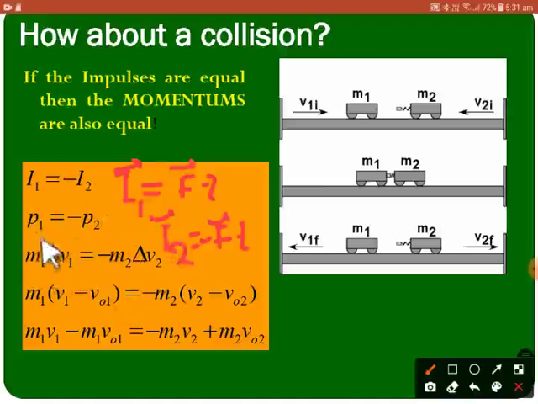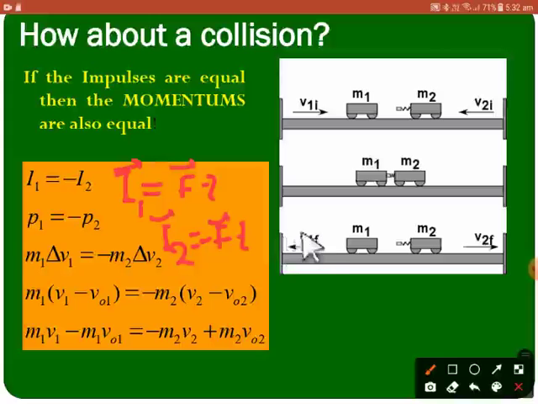So the change in momentum of the first body will be mass into change in velocity. Mass cannot change, so velocity needs to change, as momentum is equal to mass into velocity. Likewise here, for the second body, minus the mass of the second body times the change in velocity of the second body, right? The change in velocity of the first body means final velocity minus initial velocity.